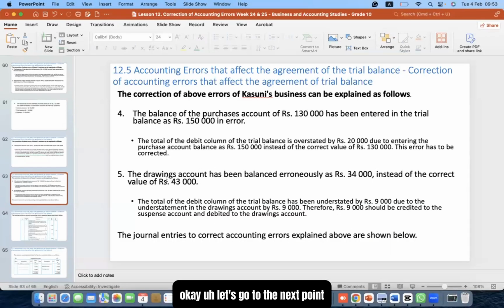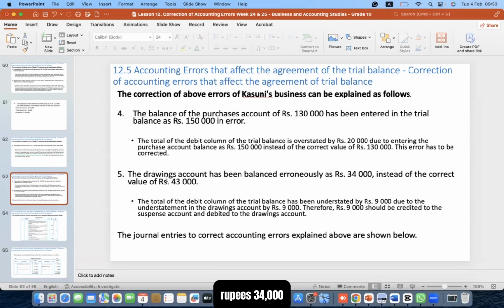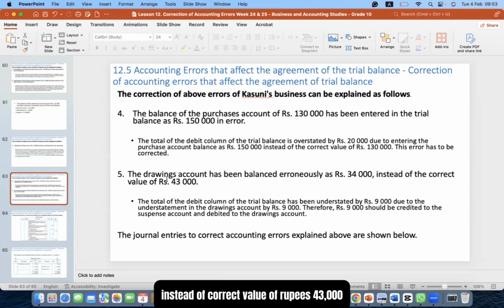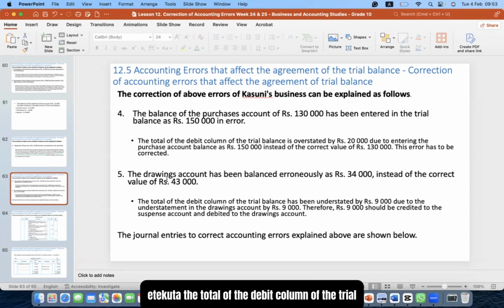Okay, let's go to the next point. The drawings account has been balanced erroneously as rupees 34,000 instead of the correct value of rupees 43,000. The total of the debit column of the trial balance has been understated by 9,000.